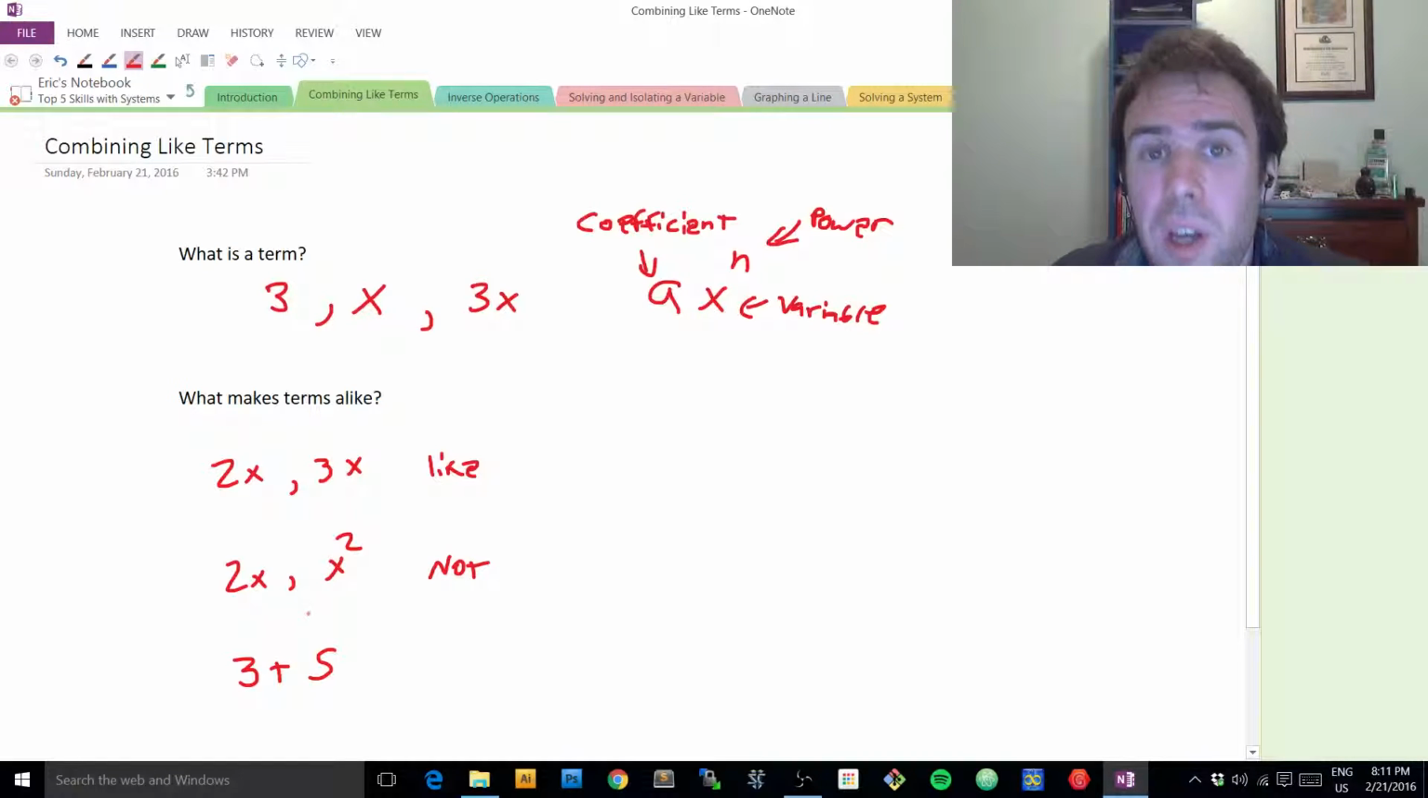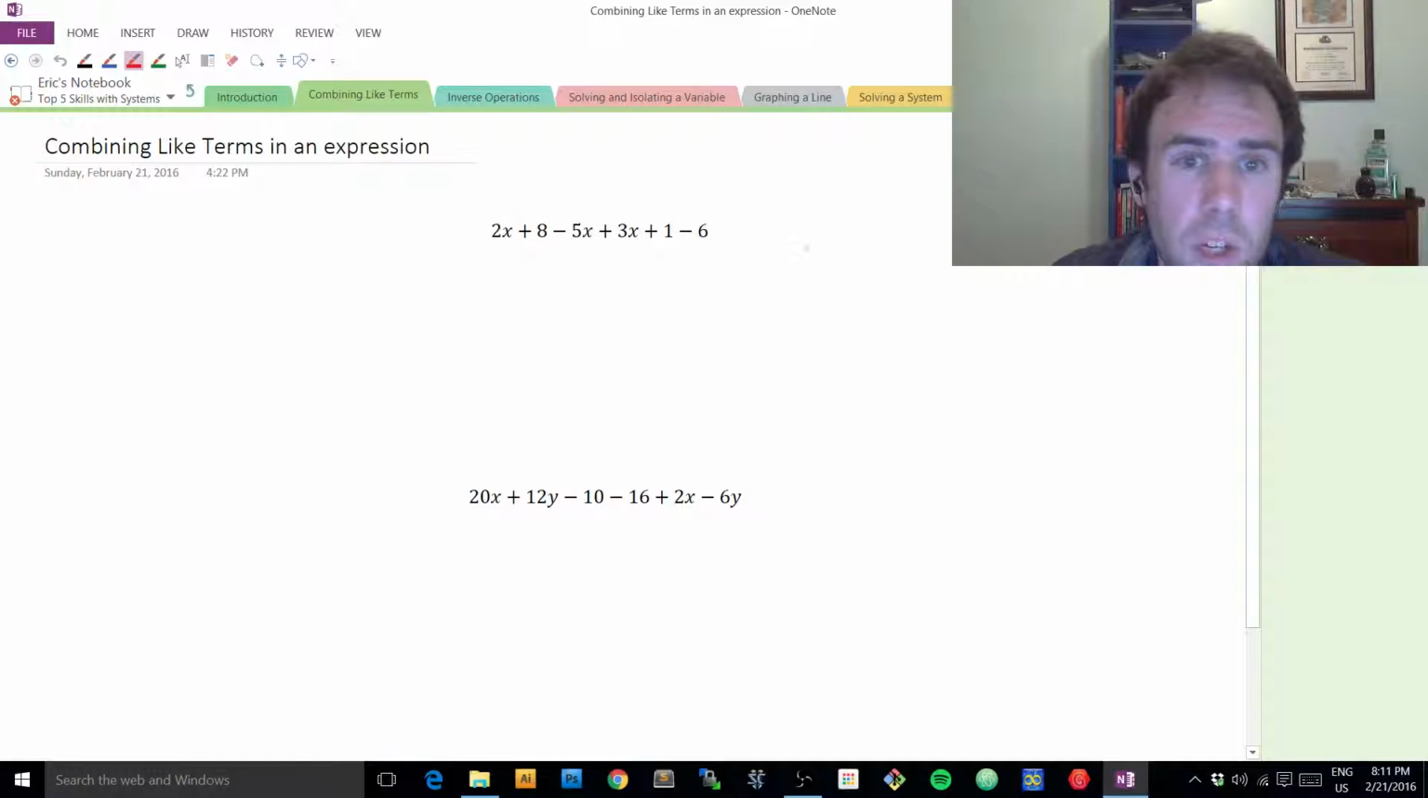So when we combine like terms, what we're really doing is we're just collecting them all together. We're looking to see if they're positive or negative, and we're just keeping track of how many we have. And it doesn't really matter where they are, but we're using the symbols to help us count them all together. So first, we're going to take a look at what combining like terms looks like in an expression.